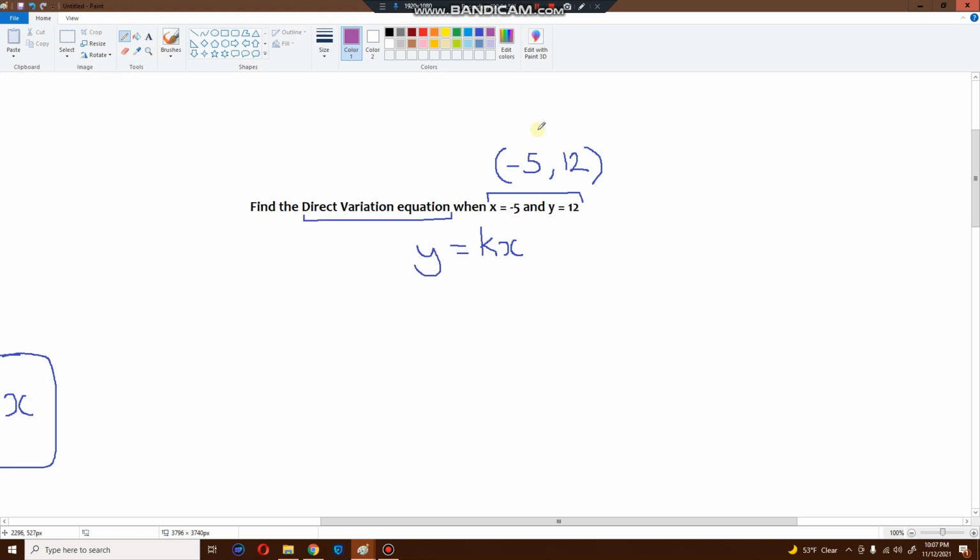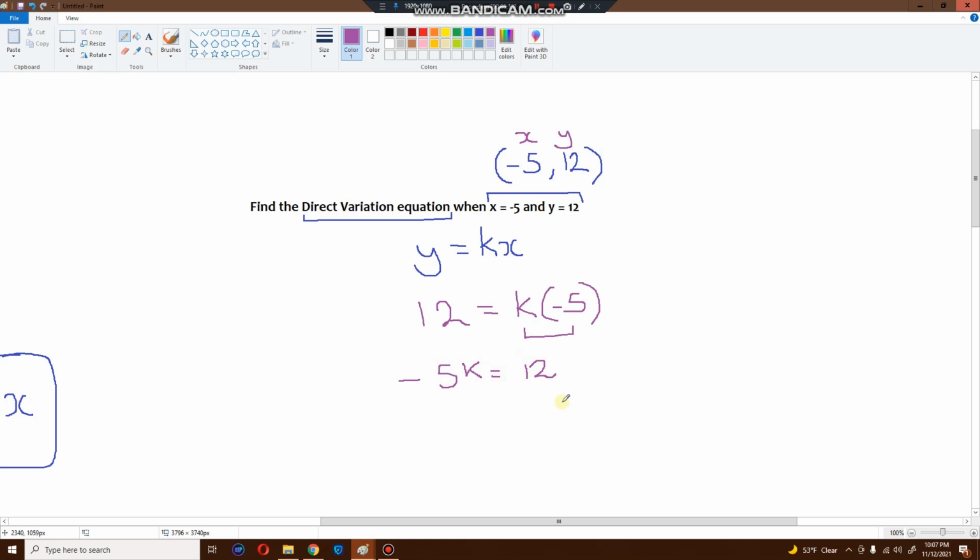Since they gave me the coordinate points, let's go ahead and plug it in. This is my x value, this is my y value. Let's plug it in. This will be 12 is equal to k multiplied by minus 5. So let's multiply this together and flip it around. I'm going to get minus 5k is equal to 12.